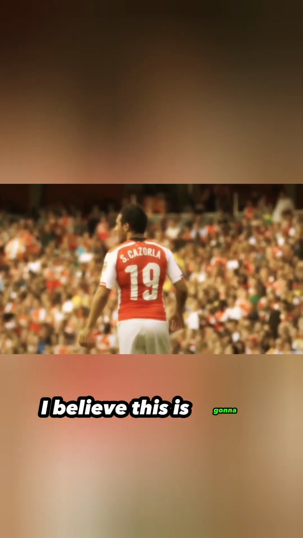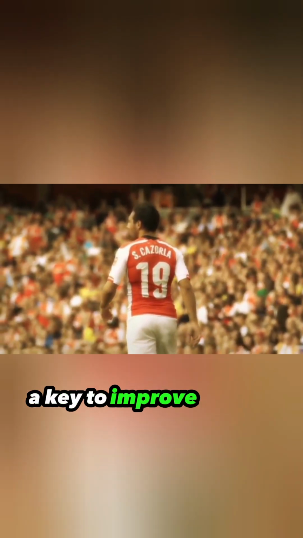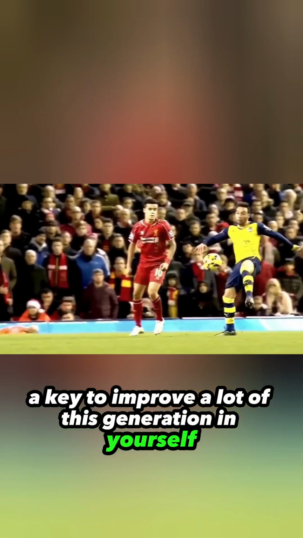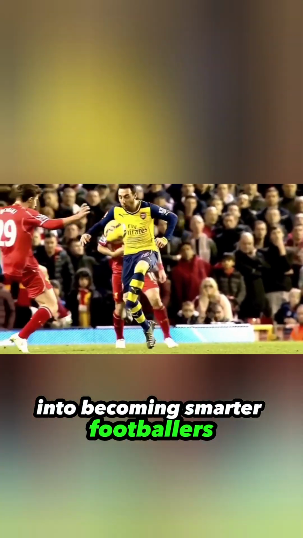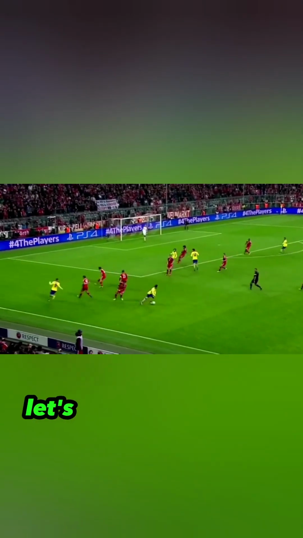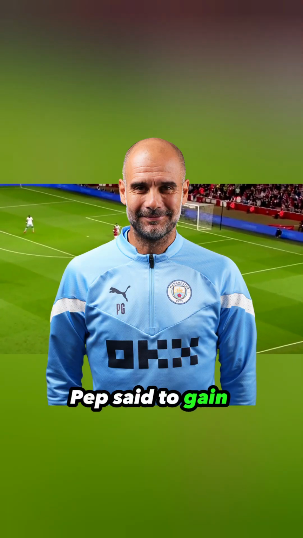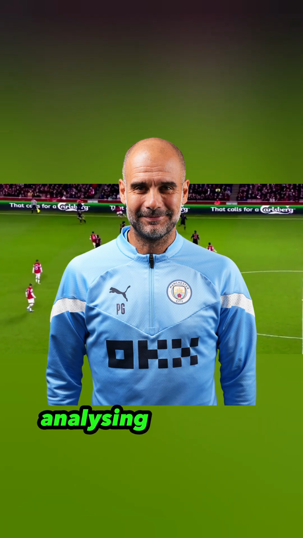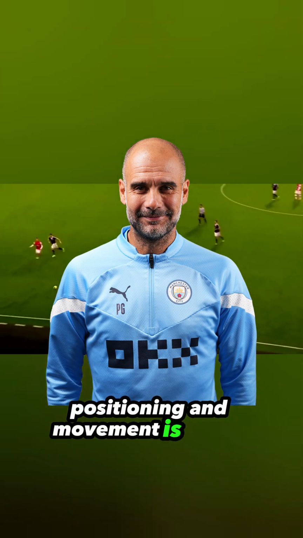I believe this is going to be a key to improve a lot of this generation and yourself into becoming smarter footballers and just trying to make it as easy and digestible as possible. So we're just going to start with this video. Let's start with what Pep said. Pep said to gain competitive edge in football, analyzing formations, positioning, and movement is crucial.